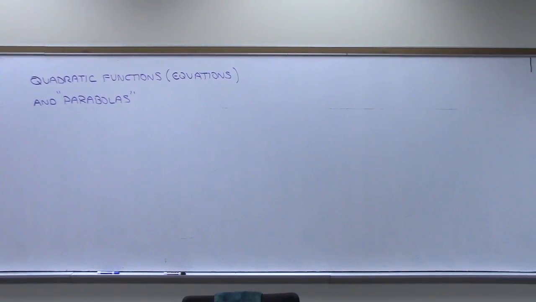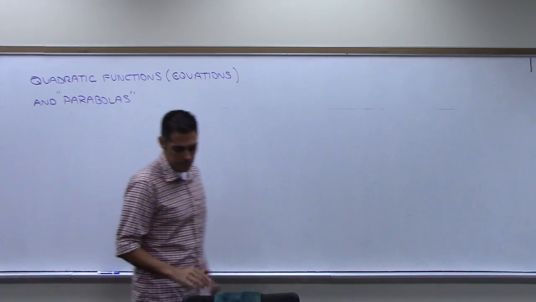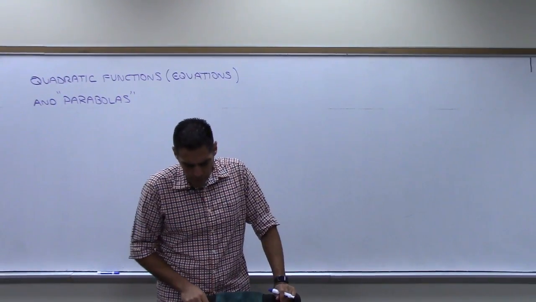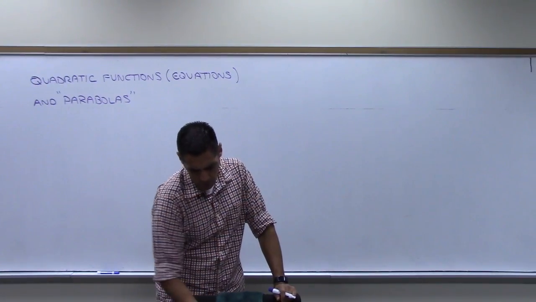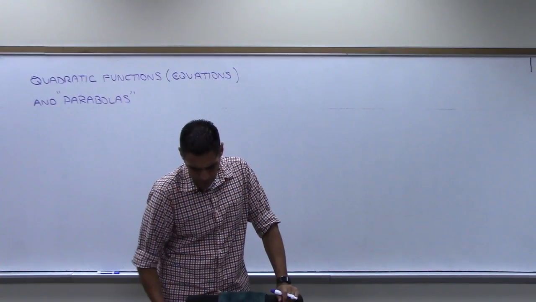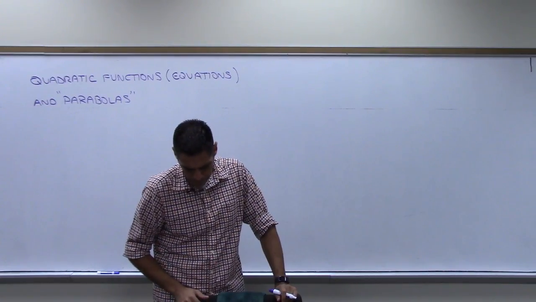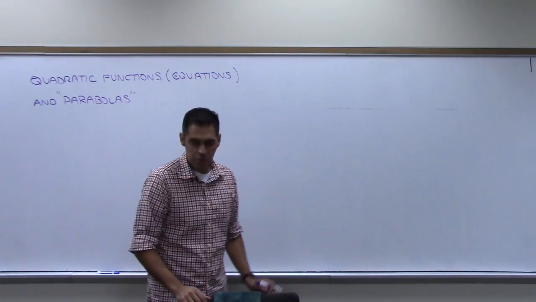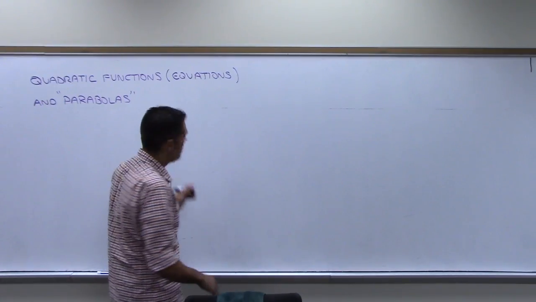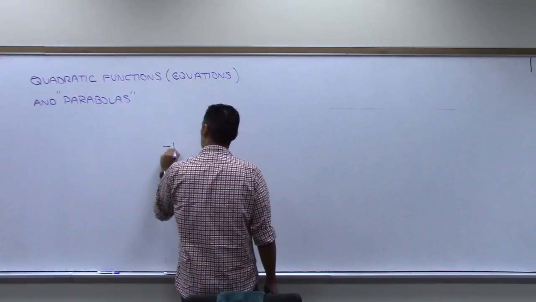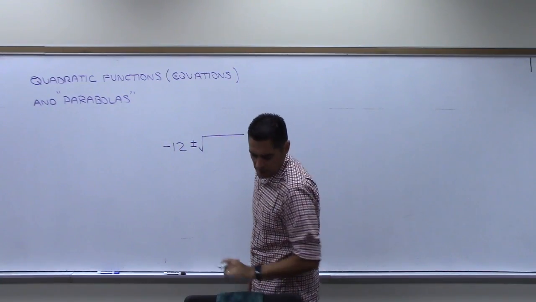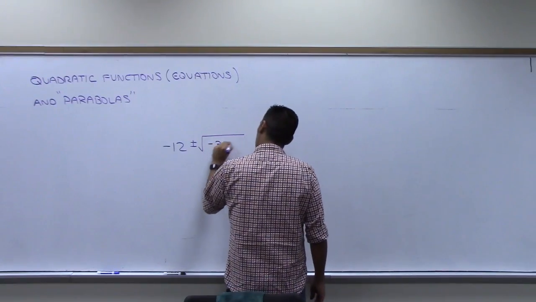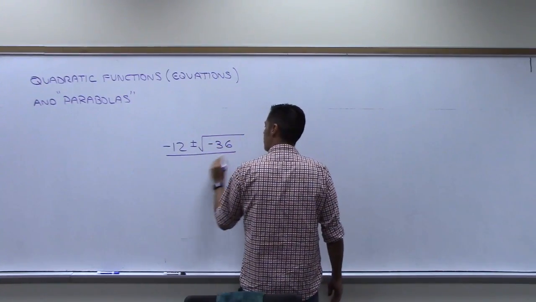Okay, were there any questions over the homework? Yes? What do you got? Part B number 5, page 61. Negative 12 plus or minus that thing? Okay. Negative 12 plus or minus square root of negative 36 over 4.